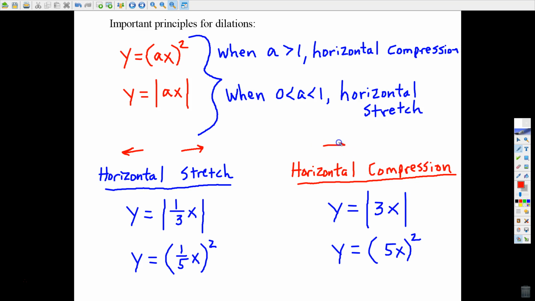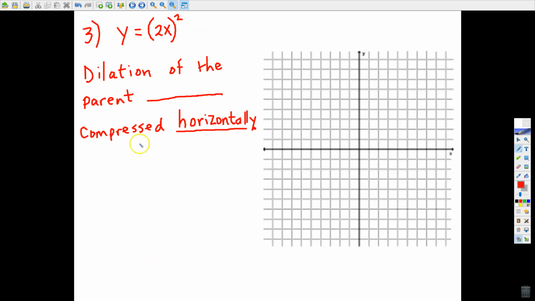Okay, horizontal stretch is pulling on the sides of your graph, making it wider. Horizontal compression is just the opposite. It's pushing in on the sides of your graph, making it skinnier. All right, so let's take a look at a couple examples. Once again, I'm using that parent y equals x squared. And since the A number is inside parentheses and it's greater than 1, then I have horizontal compression.